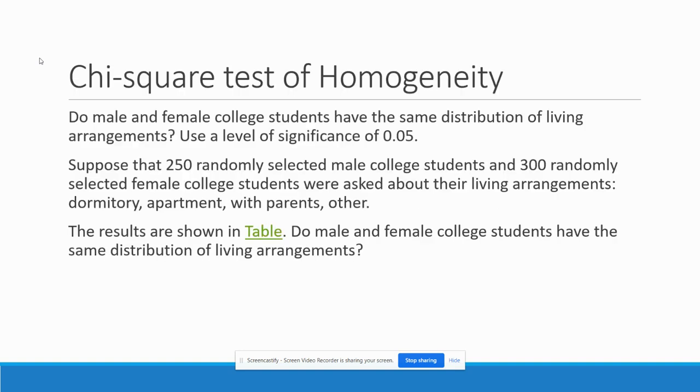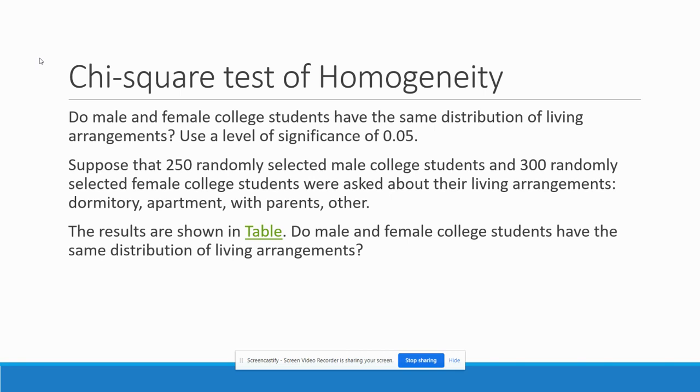Okay, so here's the example. Do male and female college students have the same distribution of living arrangements? Use a level of significance of 0.05. So think about this: at a residential college, I need to know how many female or male dorms I need to have if I'm going to do my room assignment by gender. So here's one way that they compare that.